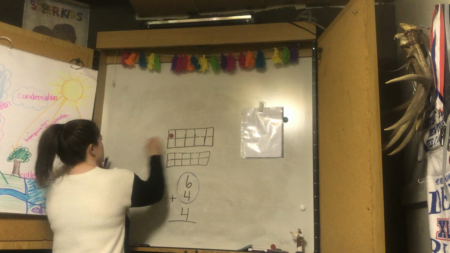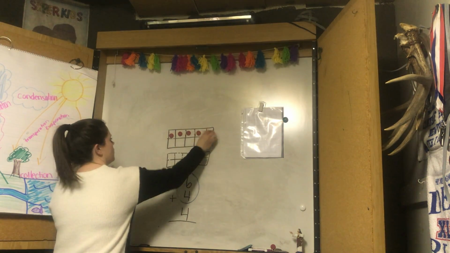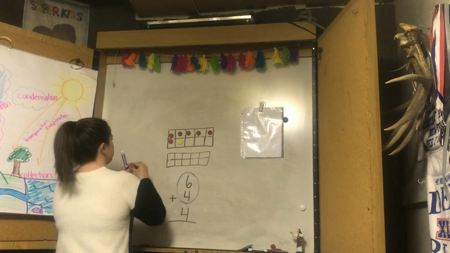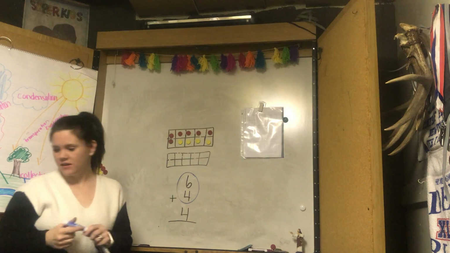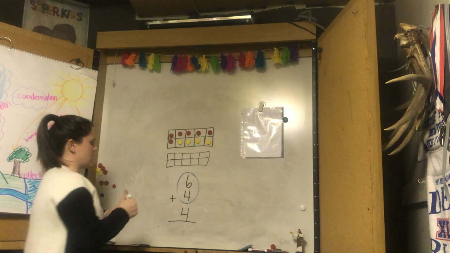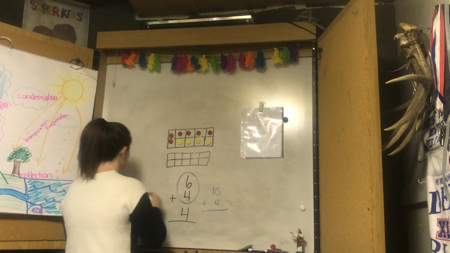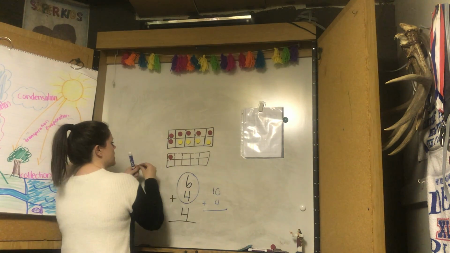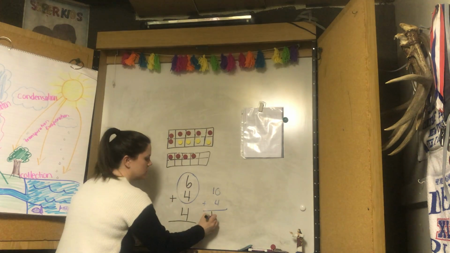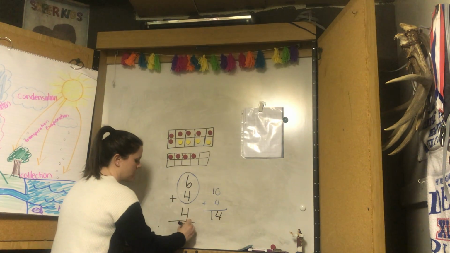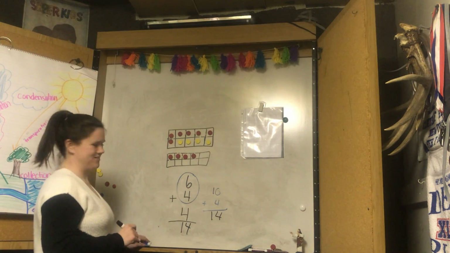So, I'm going to add 6 plus 4 first, because I know that 6, 1, 2, 3, 4, 5, 6 plus 4 equals 10. All right? I know 6 plus 4 equals 10. So then I'm adding 10 plus 4. Well, that's easy peasy. 10 plus 4 more equals 14. The sum to our question is 14.